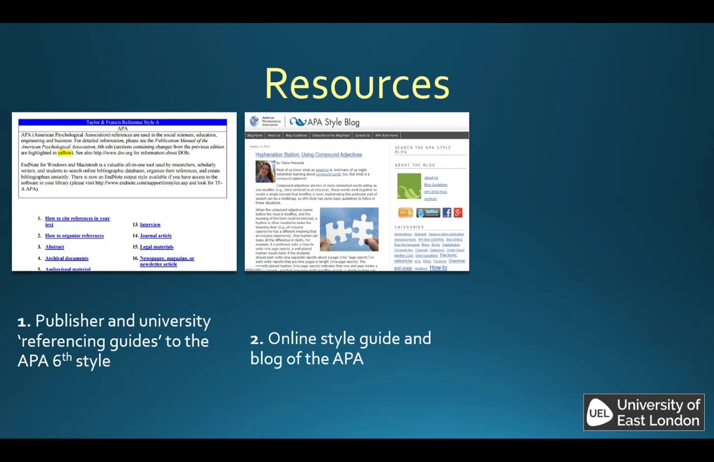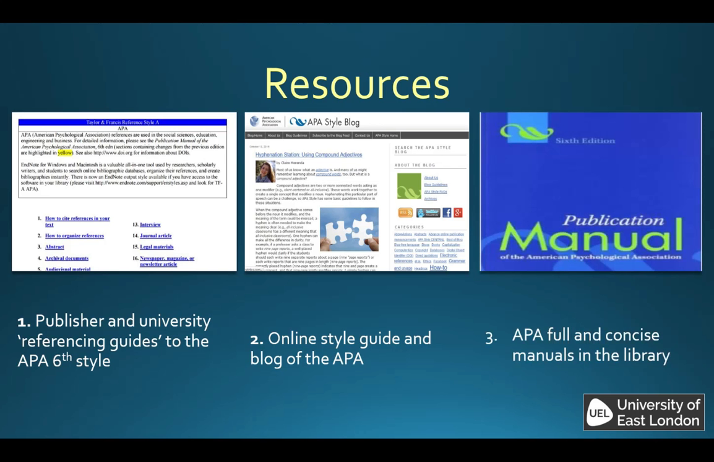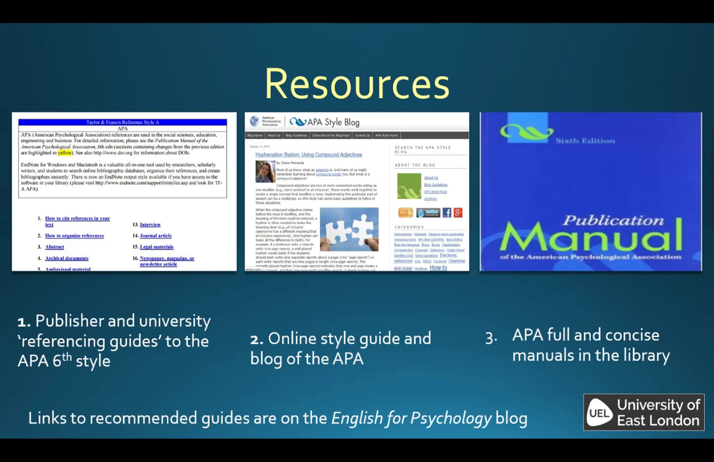The APA also publishes a full and concise manual of each iteration of the style, with sections on how to reference all the different types of sources you may encounter, and several copies of these manuals are available to borrow from the library. A selective list of links, online resources, and books you might try using for this purpose is available on the English for Psychology blog, and there are other resources in the Psychology Skills repository.